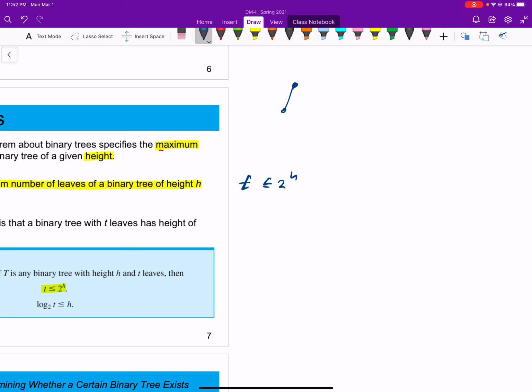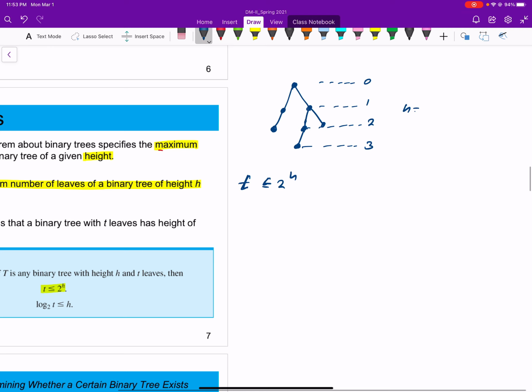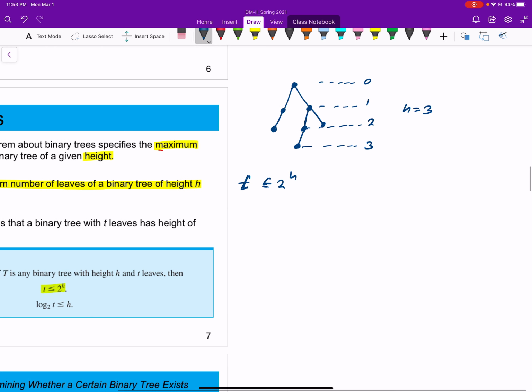Now I'm gonna draw a binary tree. You could draw any type of binary tree. This is a binary tree. Let me find the height of this tree. This is level 0, 1, 2, 3. Height is 3. That means h equals 3. And the number of leaves of this tree equals 1, 2, 3, which is 3.